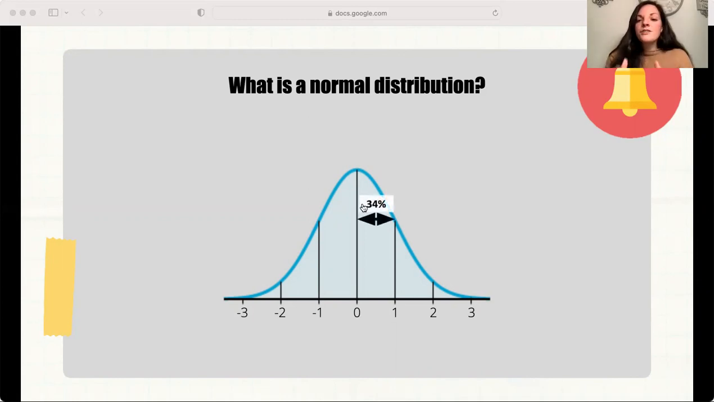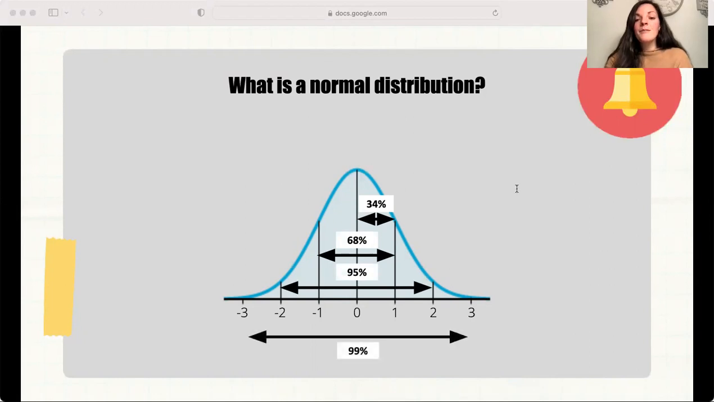So these standard deviations are going to help measure the variation within this distribution. So within this, you can see that 34% of the data is going to fall between the mean and one standard deviation above that. 68% is going to fall one standard deviation above and below the mean, followed by 95% falling 2 above and below. And lastly, 99% of the scores are going to fall between 3 standard deviations above and below the mean.